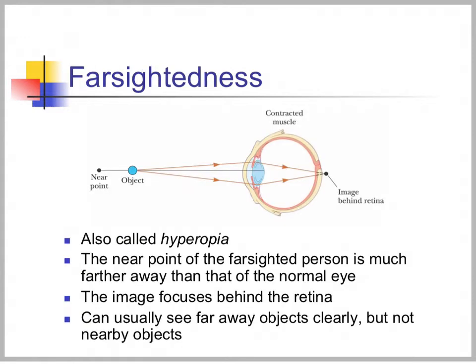So farsightedness is when an object is in between your near point and your eye. It's called hyperopia. The near point of a farsighted person is much further away than the normal eye. So whereas yours might have been 18 centimeters or so, someone who's farsighted, that near point could be maybe a meter or 2 more. So if that happens, the image is going to focus behind the retina. The lens just cannot bulge enough to focus that light down correctly. So usually they can see faraway objects clearly, but not nearby ones.